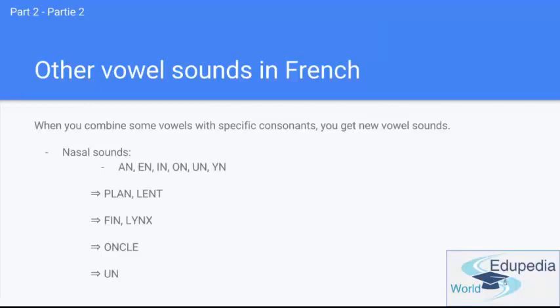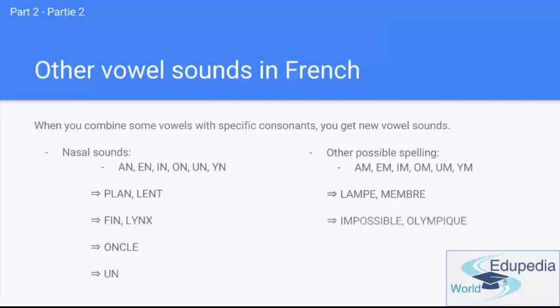The most common spelling you will see is going to be with a vowel combined with an N. But there's also another possible spelling, which is going to be a vowel combined with an M. So they will sound exactly the same. We will have en, un, on, and un. For example, you have lampe or membre. I'm sure you recognize here words like lamp or member in English, which actually come from Old French. Un, you will find in words like impossible or olympique. On, you will find in words like nombre.